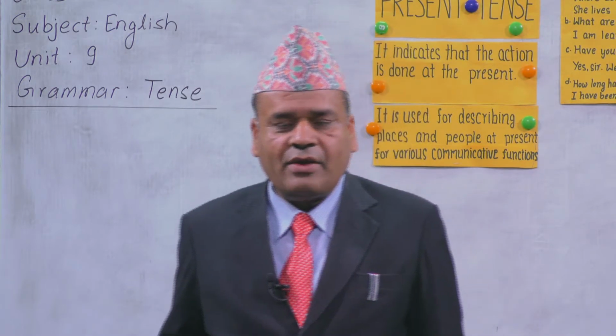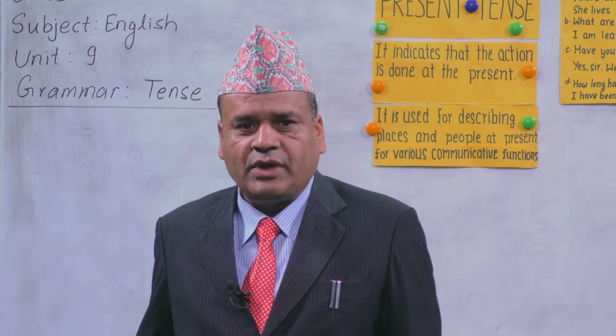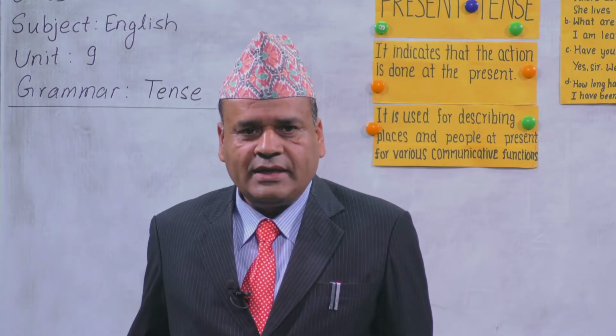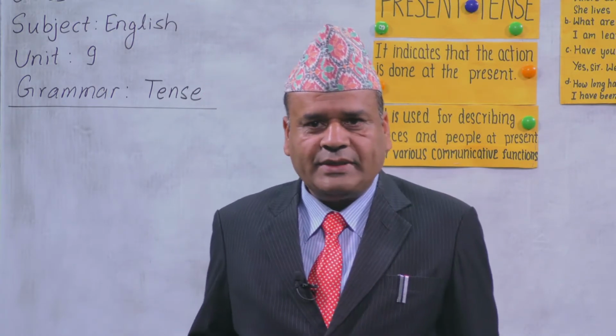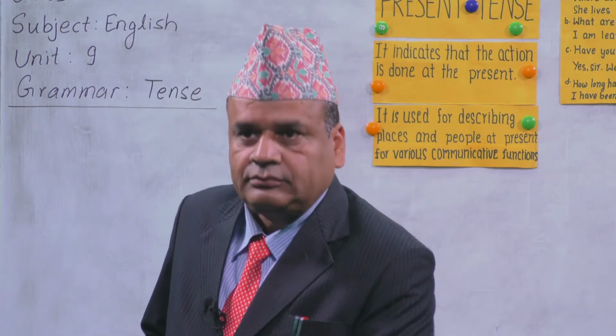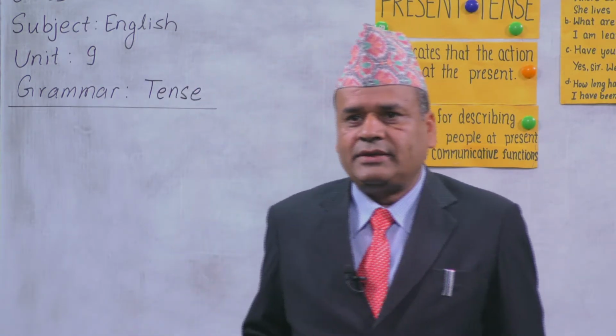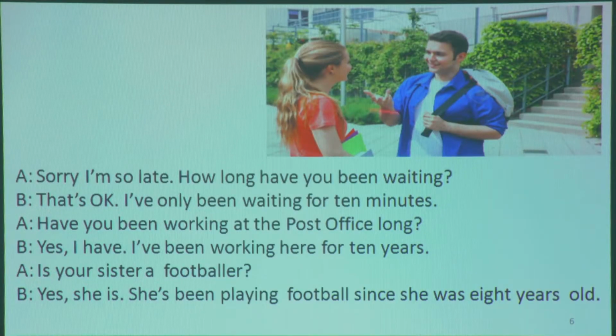Okay, dear students, I hope you got the idea about the use of has, have, and V3 in present perfect tense with different subjects. All right? Now, let's look at another picture. What do you see in the picture? Obviously, you see a boy and a girl talking. So, here in the dialogue, you find shortened tense. Now, let's read. Sorry, I am so late. How long have you been waiting?